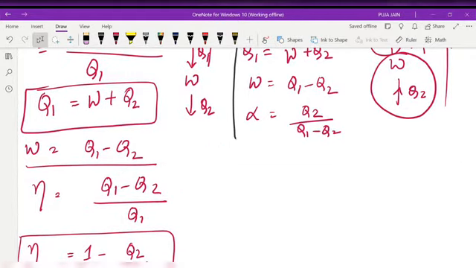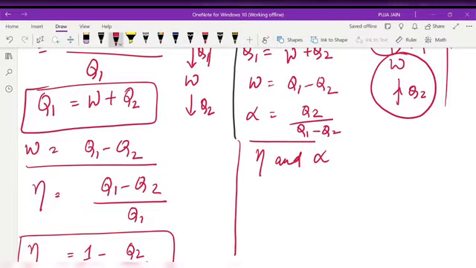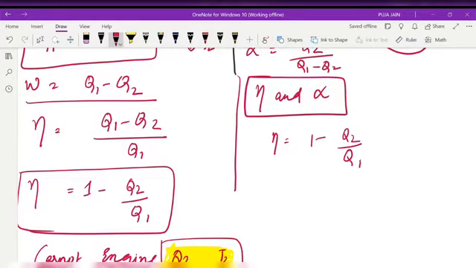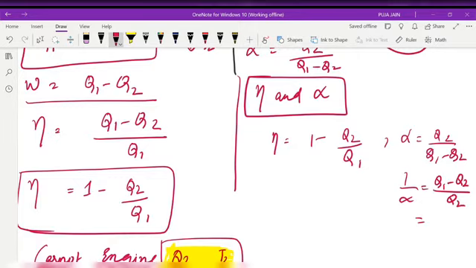So there is also a relation between the efficiency eta and the coefficient of performance. Relation between coefficient of performance and efficiency eta. Okay, we know what eta is equals to 1 minus Q2 by Q1, and we got alpha is equals to Q2 by Q1 minus Q2. So 1 by alpha can be written as what? Q1 minus Q2 by Q2, that is Q1 by Q2 minus 1.